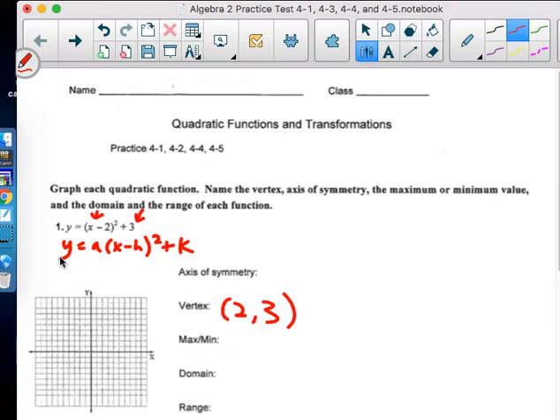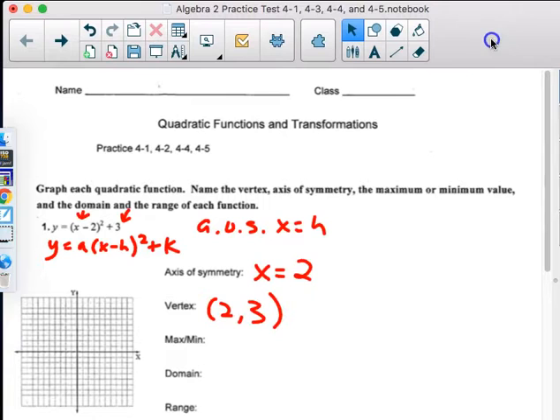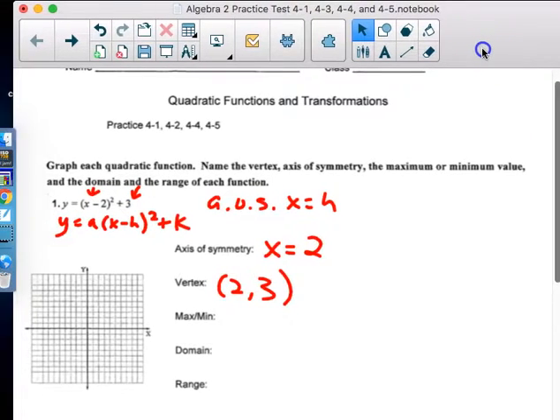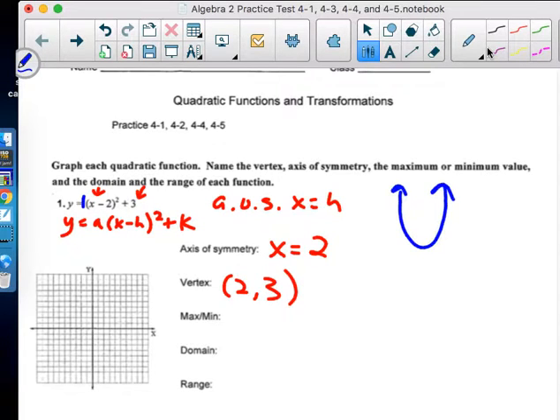And the axis of symmetry is always x equals h. So that will be x equals 2 because our vertex had an x coordinate of 2. Now, the key for this next part, max or min, is knowing which way this is going to open. And that comes from looking at the a value that's out in front. And this one doesn't have an a, so that means it was a positive 1. And that tells me this parabola is going to open up. So what we have here is a minimum, and the minimum is the vertex, 2, 3.